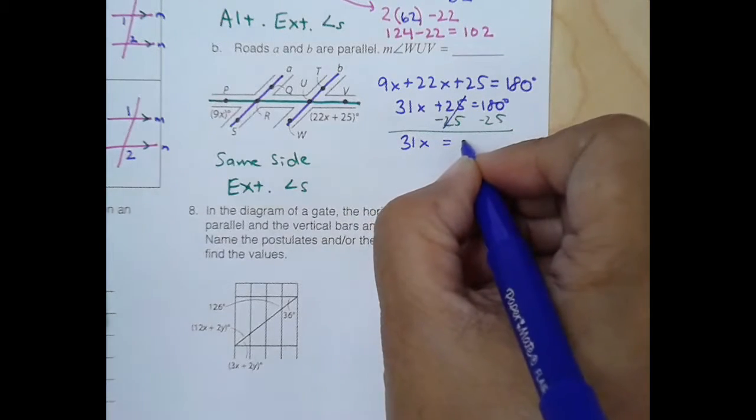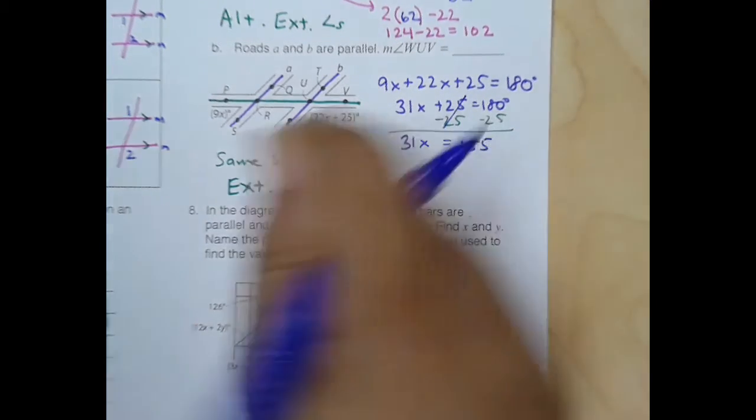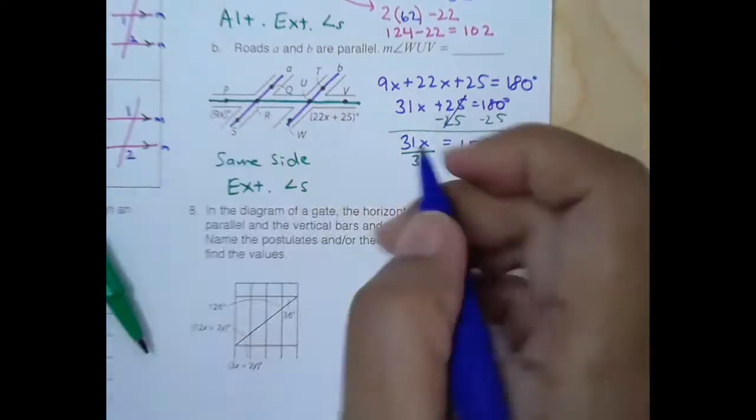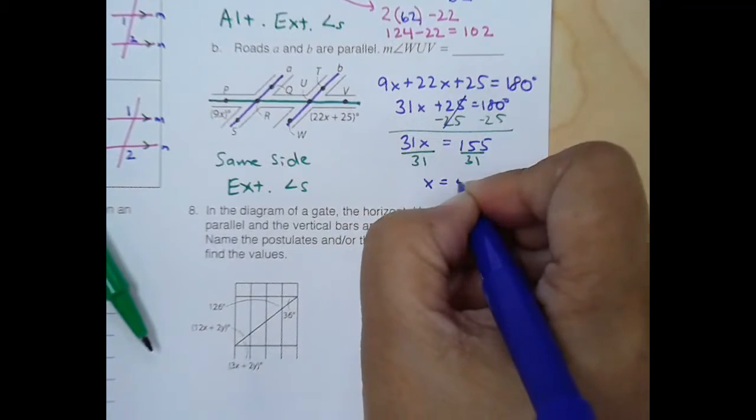So that's 31x. That goes away, and this gets us 155. We're going to divide both sides by 31, and that's going to get us x equals 5.